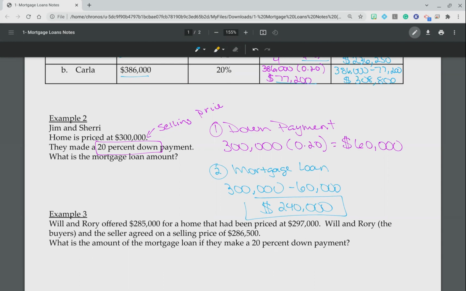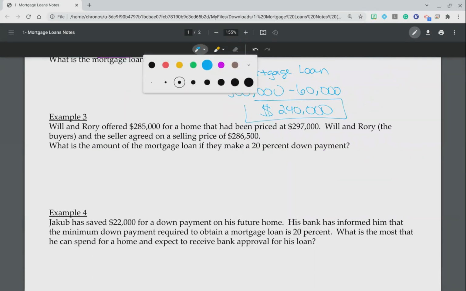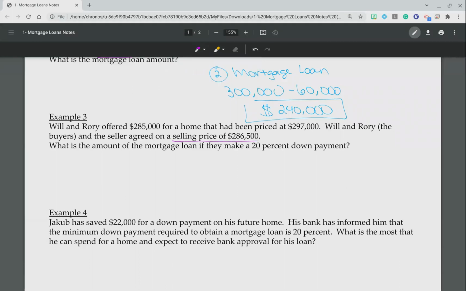Let's try another one. Will and Rory offered $285,000 for a home that had been priced at $297,000. What that means is Will and Rory found a house priced at $297,000. They didn't think it was worth that much, so they asked if they could give $285,000 instead. Then the seller came back and said they wanted a little more money, so they could have the house for $286,500. That's going to be our selling price for this one.